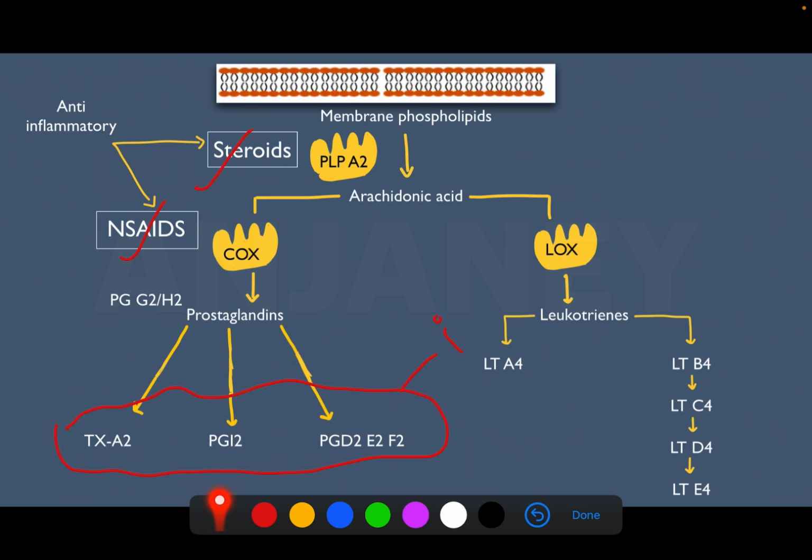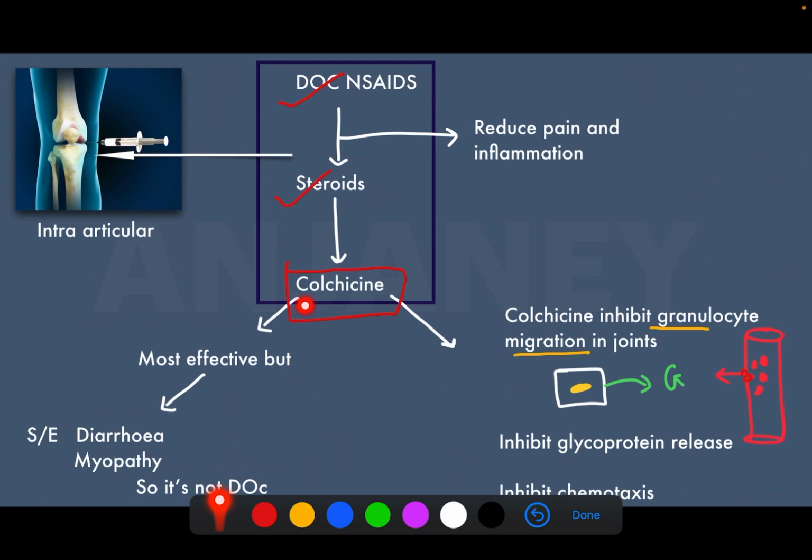These guys are doing what? These guys are reducing inflammatory mediators, so they are less efficient. Colchicine is the most efficient. Why? If no neutrophil is going to come to your joint, there won't be any inflammation, right? So we give drugs in this sequence: NSAID, steroids, and then colchicine. But if colchicine is that efficient, then why is it not the drug of choice? Because it has some side effects like diarrhea and myopathy. So it is not the drug of choice, but it's used at last after these two don't work. Done. Steroids are given as intra-articular injections in the joints.